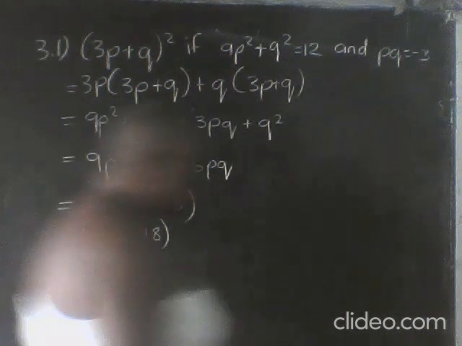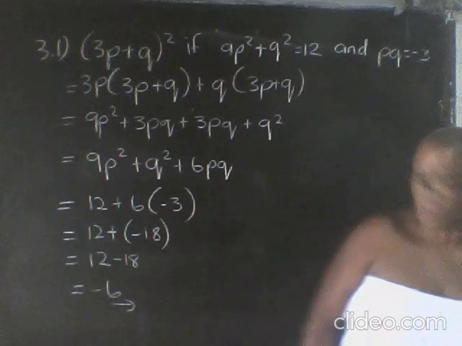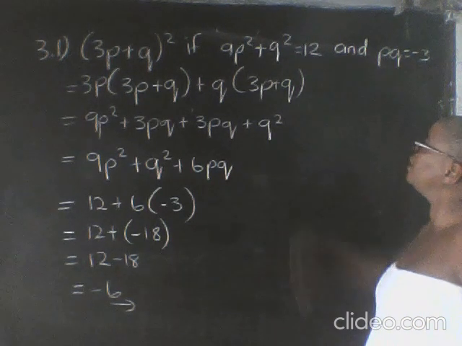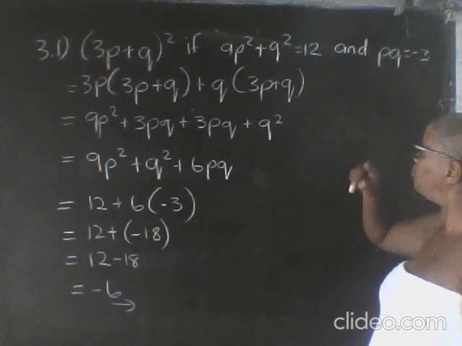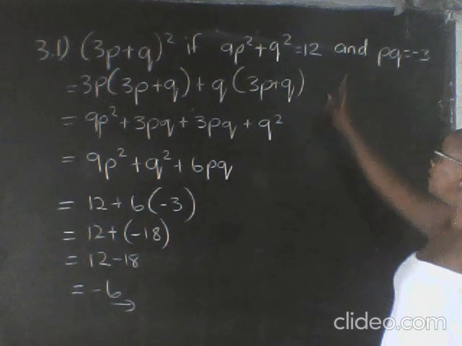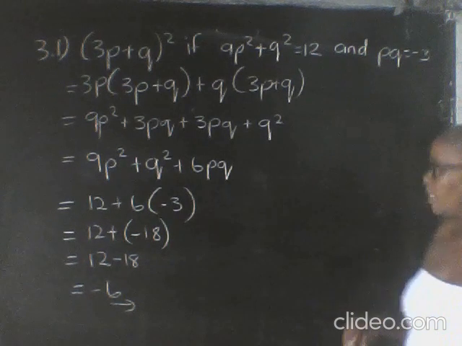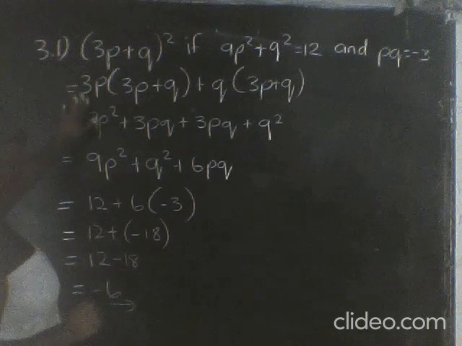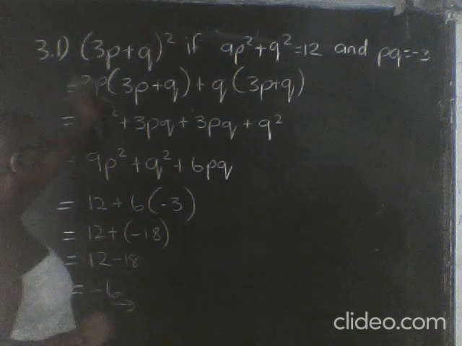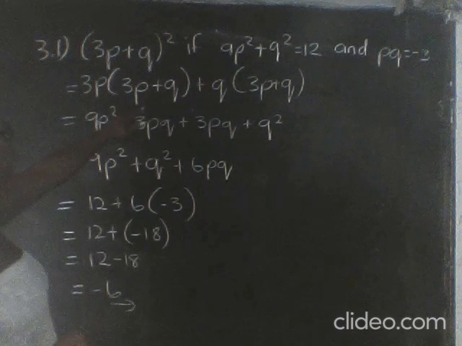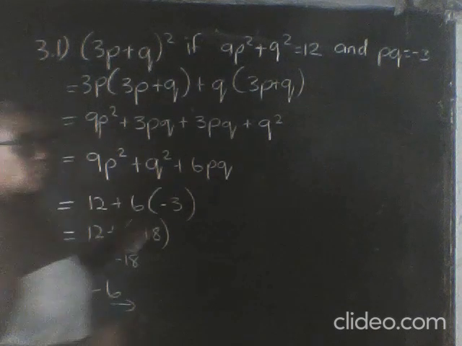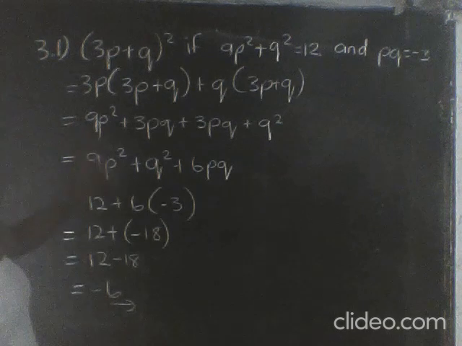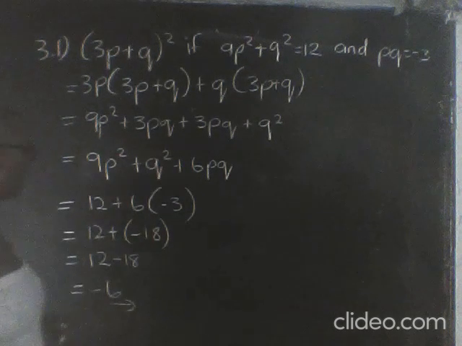We continue with question 3.1 on page 21. So we have (3p + q)² if 9p² + q² is equal to 12 and pq is equal to negative 3. The first thing I did is I squared this. I multiplied 3p into 3p + q and q into 3p + q, and I got 9p² + 3pq + 3pq + q².